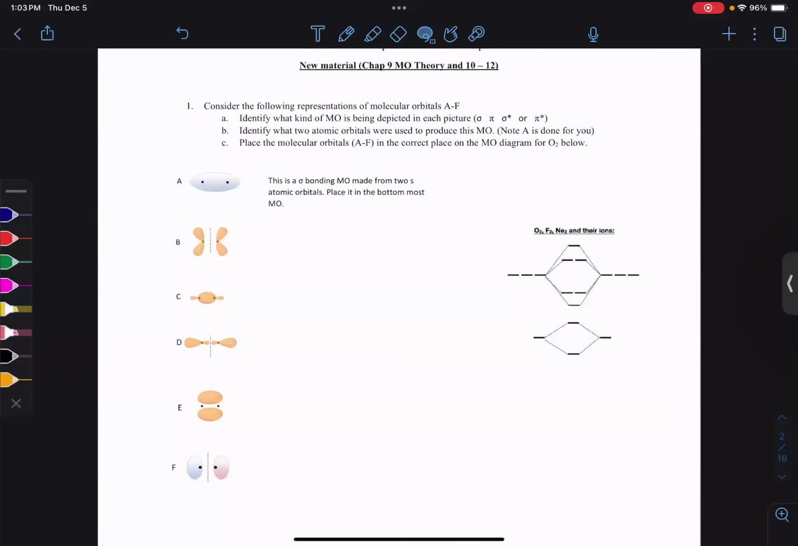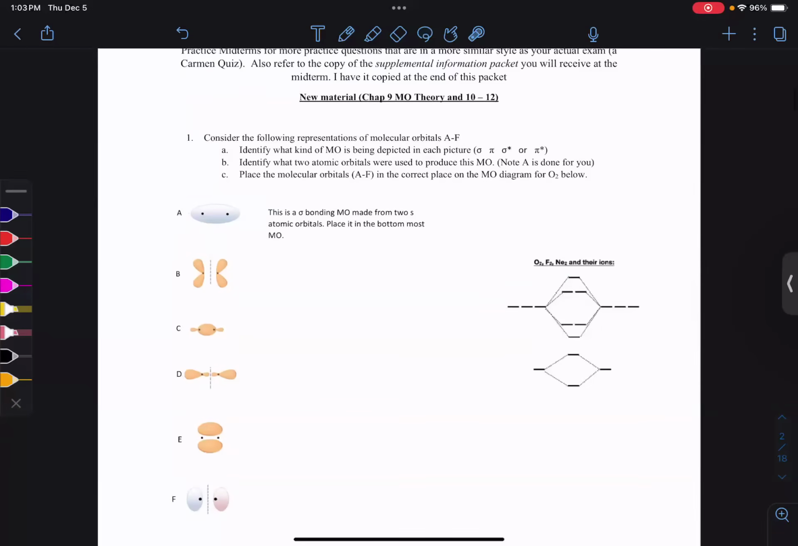So here I have a bunch of different pictures. These are our molecular orbitals. So we form molecular orbitals by combining two atomic orbitals. Atomic orbitals can combine their waves in two different ways, either constructively or destructively. So when we have constructive addition of waves, we get bonding orbitals. When they're destructive, we get anti-bonding orbitals. And that's these designations that you see right here. We got sigma, pi, sigma star, or pi star. So the stars mean anti-bonding. The sigma and pi are the same ideas that we talked about earlier with valence bond theory.